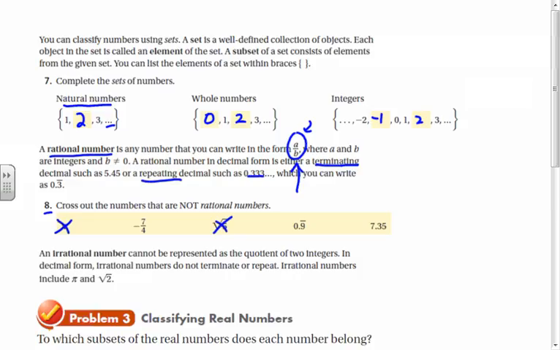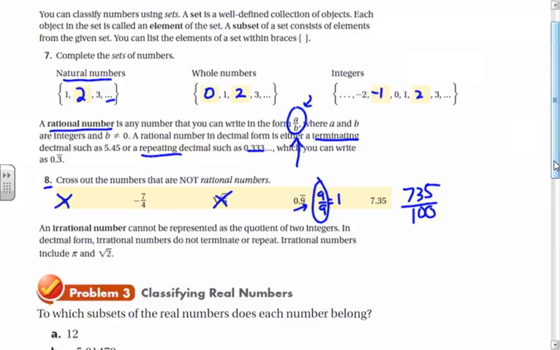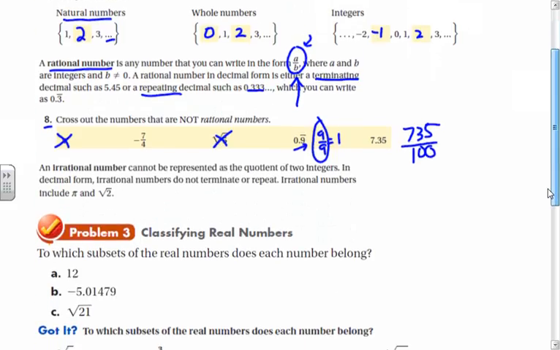But these other numbers, this number here, 0.9 repeating, is actually 9 over 9, which is 1. So that's definitely a rational number because we can write it as a fraction. And 7.35 is the same as 735 hundredths, which is a ratio of 2 integers. So we don't want to cross that one up. So the numbers that are rational numbers are negative 7/4, 0.9 repeating, and 7.35.